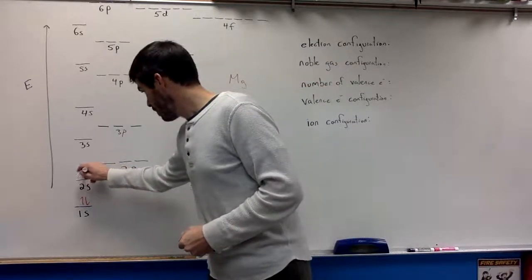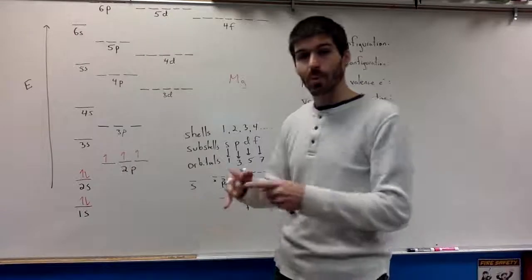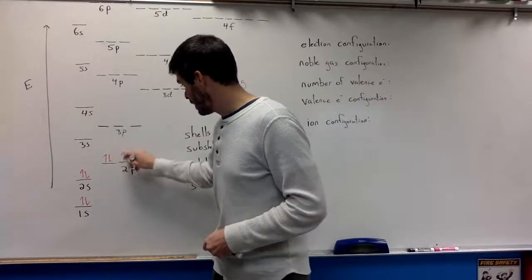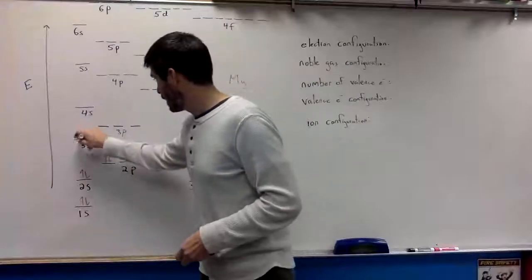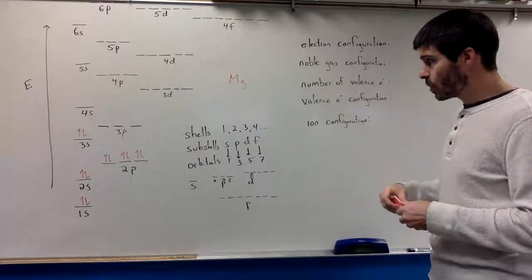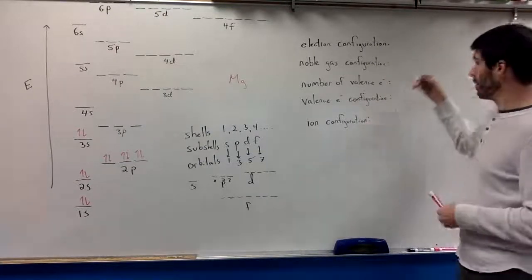1, 2, 3, 4, 5, 6, 7. They spread out a little bit because they repel. And then 8, 9, 10, 11, 12. So this is what magnesium looks like. 12 electrons. The electron configuration then is just a shorthand of that.